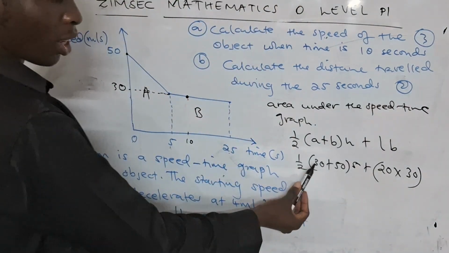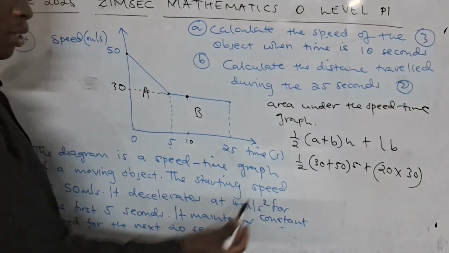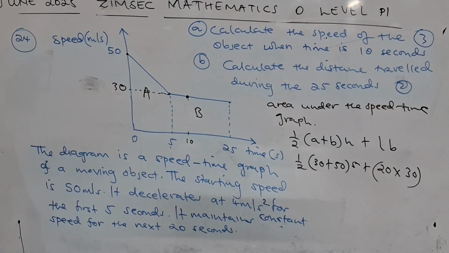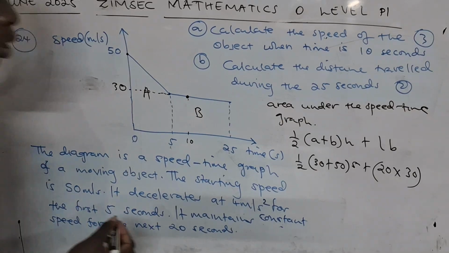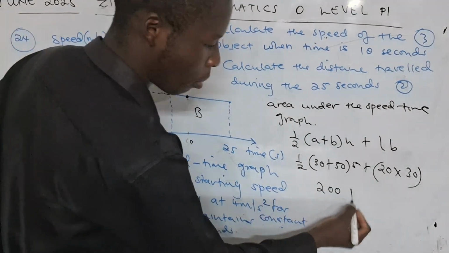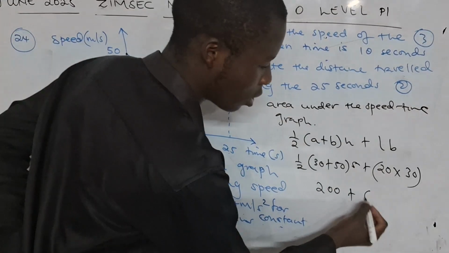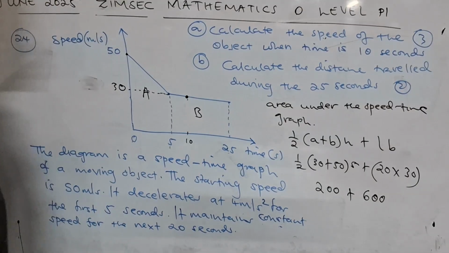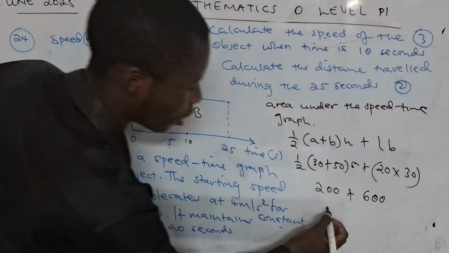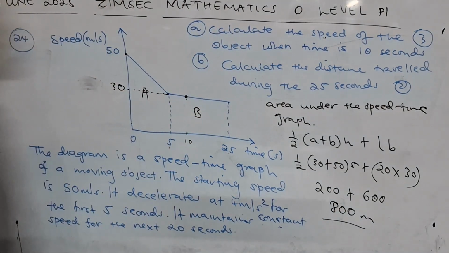Now 30 plus 50, what is the answer? This is 80. 80 divided by 2 is 40. 40 times 5 is 200. So from this part, I'm going to get 200, plus 20 times 30, which is 600. 600 plus 200 is 800 meters. So this is the distance it traveled during the 25 seconds.